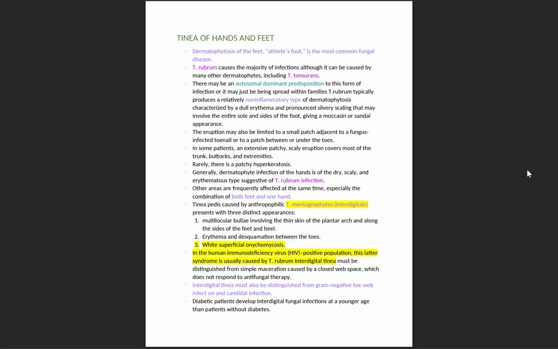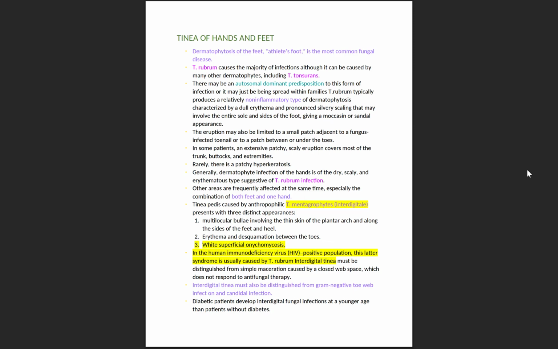Other areas are frequently affected at the same time, especially a combination of both feet and one hand. Both feet, لأنه بسبب الشوز عادة. One hand عادة الدومينانت هاند لأنه patient حيستخدمها للسكراتشنج، يستخدمها مثلا applying treatment to the feet، فبالتالي تصير one hand. عادة النون دومينانت هاند ما راح يستخدمها.